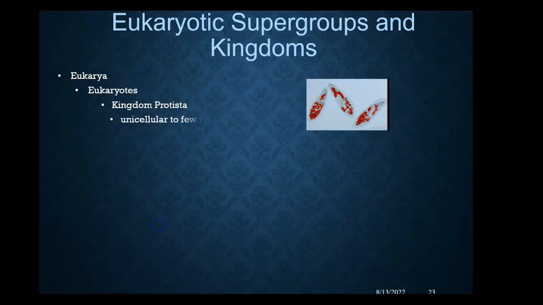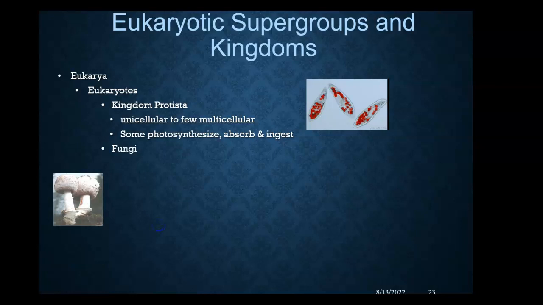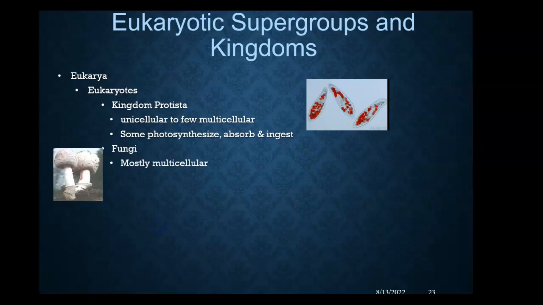Okay, so again, the kingdom Protista, and we've already gone through these. Again, unicellular to few multicellular. We said that they photosynthesize, absorb, as well as ingest. Kingdom fungi, including your mushrooms. We said mostly multicellular. Your yeast and your ringworms. How do they get their food? They absorb their food.